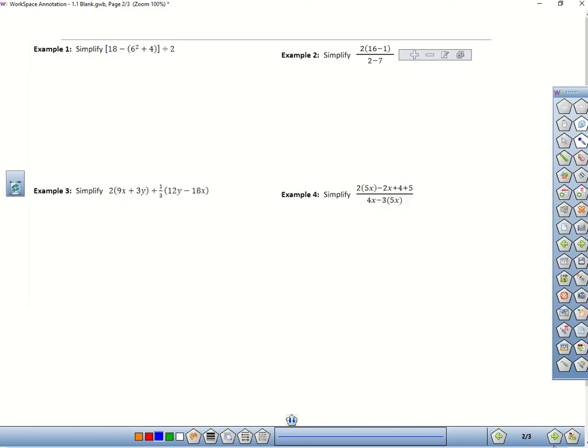So the first question says simplify, and we're given an expression to simplify. Now the first thing we want to look at is the grouping. You can see here that we have some brackets on the outside, and then we have some parentheses within the brackets. So that means we're going to be working within the brackets first before we do any of the division on the outside. You'll notice inside the brackets there's even more grouping. So we're going to work from the inside to the outside. We start inside the grouping, and then within the grouping, there's grouping that we're going to do first.